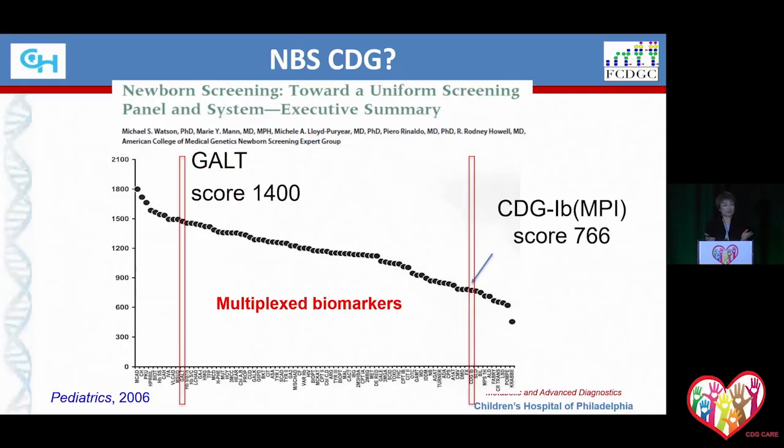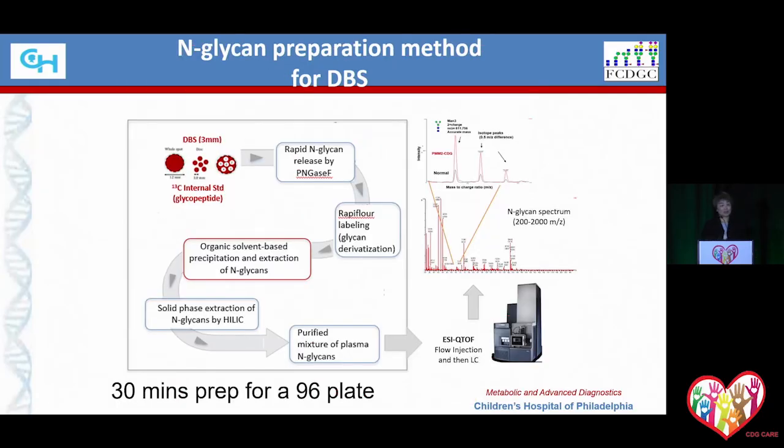Unfortunately, GALT was screened using an enzyme method. If we were using a functional biomarker to screen for GALT that is shared with other CDGs, we would already have newborn screening for CDGs today. Because an enzyme is one per condition, but if we look at the end product, which is glycan, then we can screen a lot of CDGs. So can we do that?